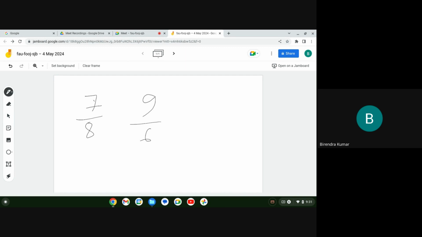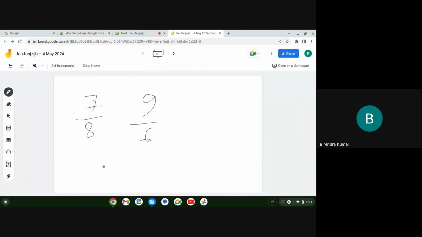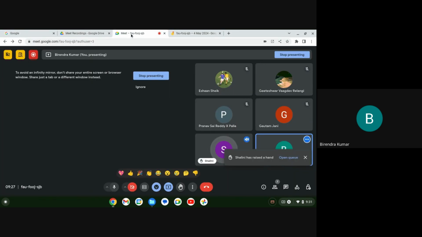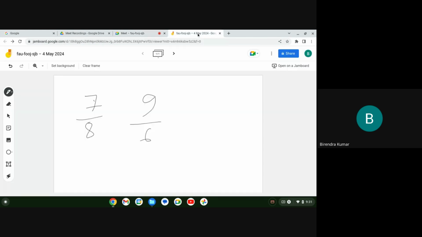7 by 8, 9 by 6. Convert both of them to decimal. And I want everybody to do it. Everybody must do it. Being right or wrong is fine.